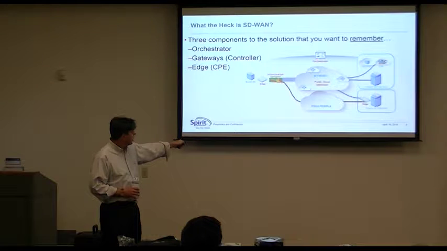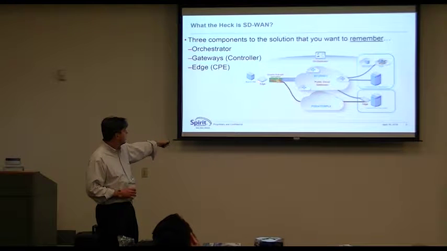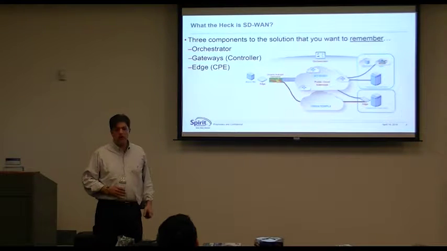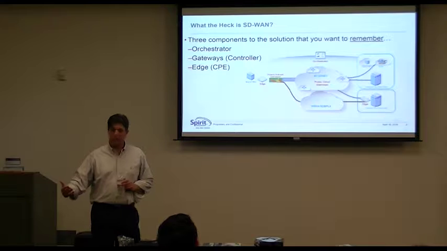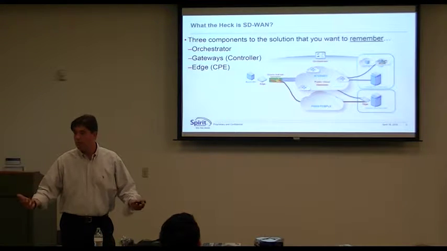So orchestration talks to what are known as gateways, as well as an edge device. Your edge device is a CPE. Now, when I say CPE, customer premise equipment, or it will be a router.